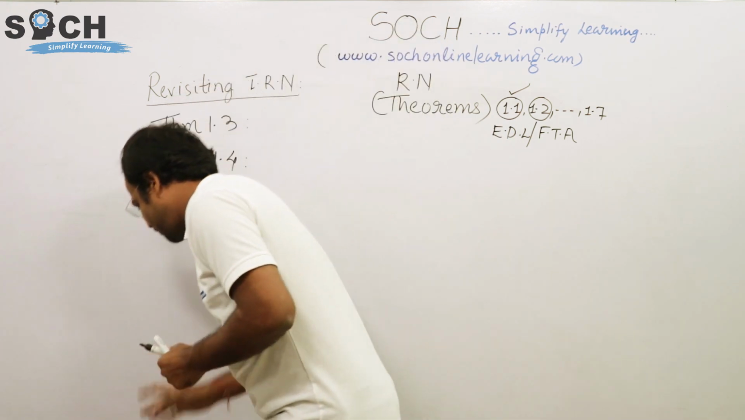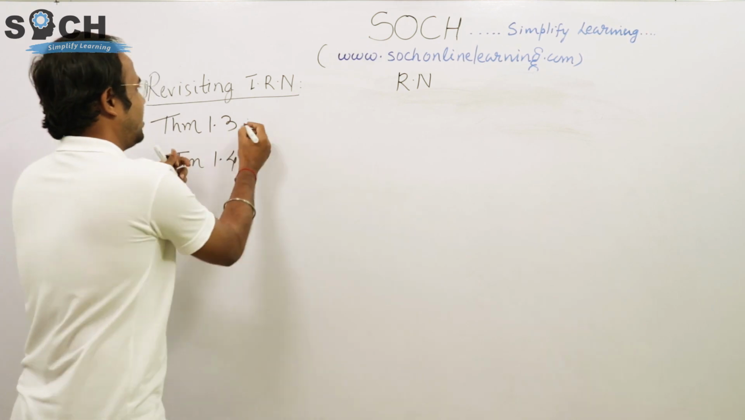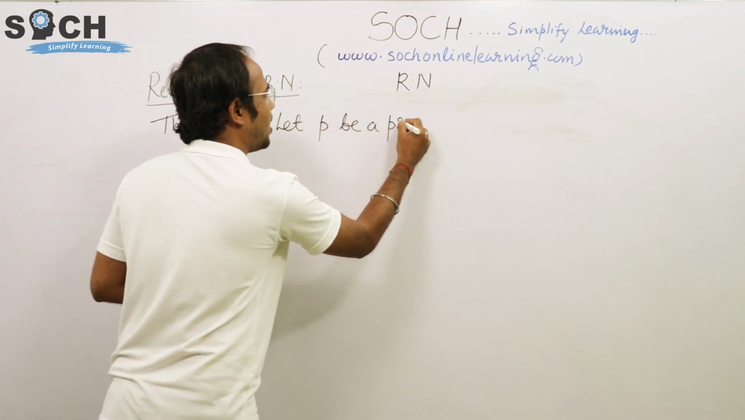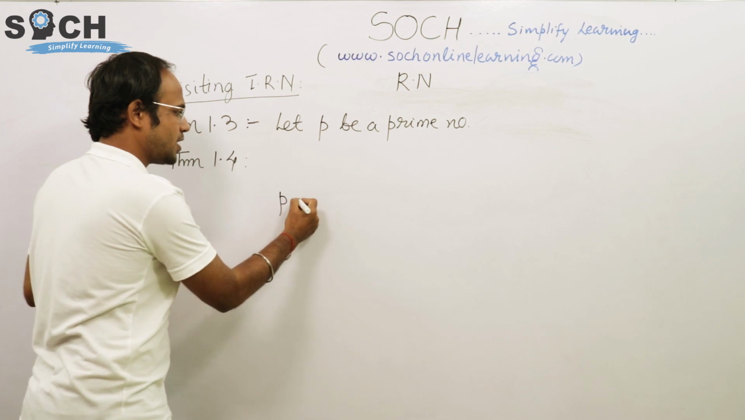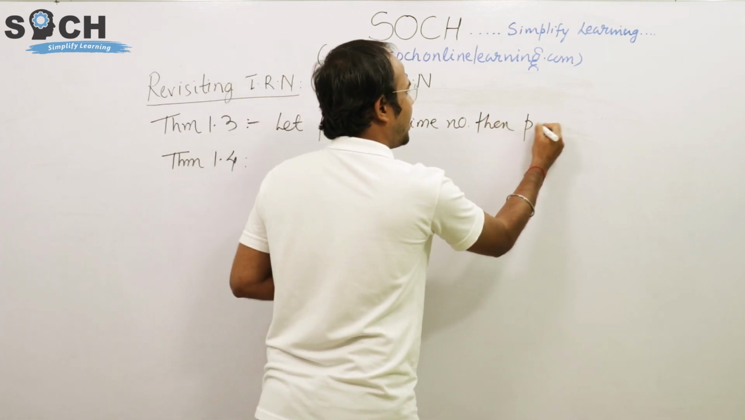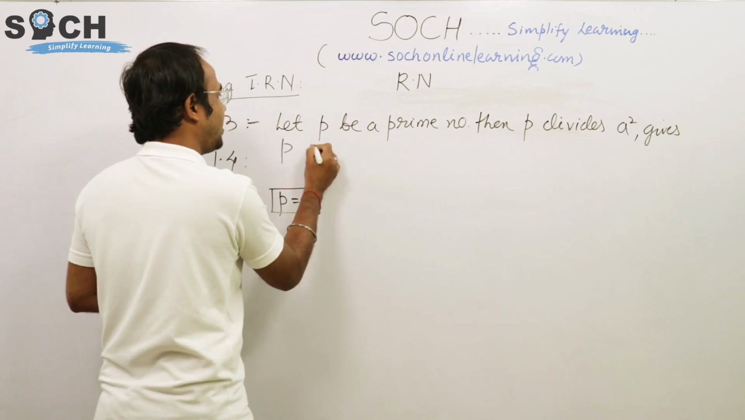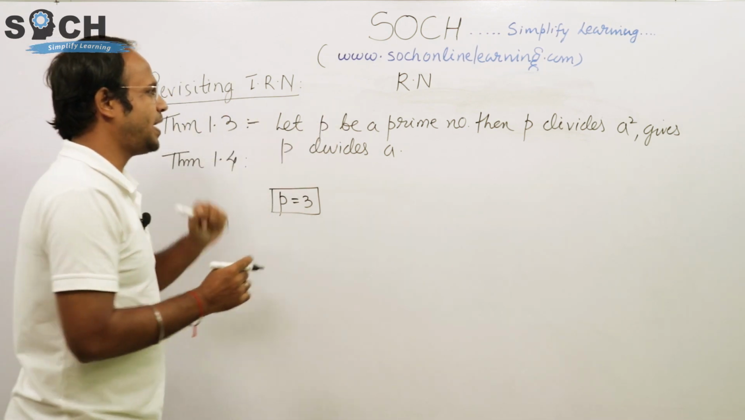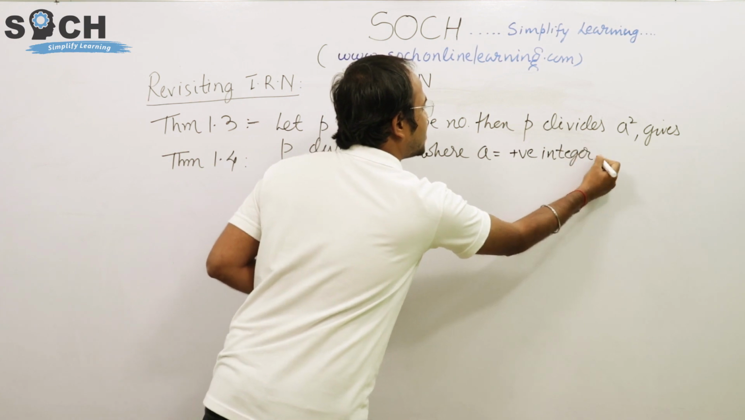देखते हैं. Do you recollect the statement of theorem 1.3? Let me check from your end. Yes. Let me state the theorem and you repeat after me. Let P be a prime number. What did I say? Let P be a prime number. So the moment I write this, all of you are aware. So what is P? Let us take P as 3. P be a prime number. Then P divides A square gives P divides A. अब ये मुझे कैसे याद आया? Then P divides A square gives P divides A, where A is a positive integer. यही है आपका theorem. This is what your theorem is.